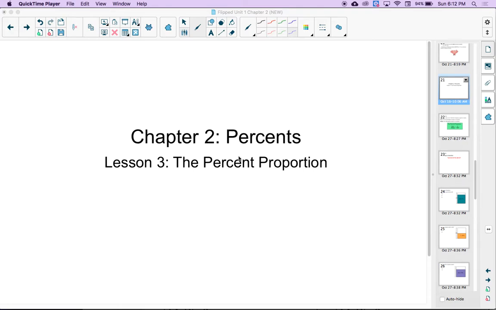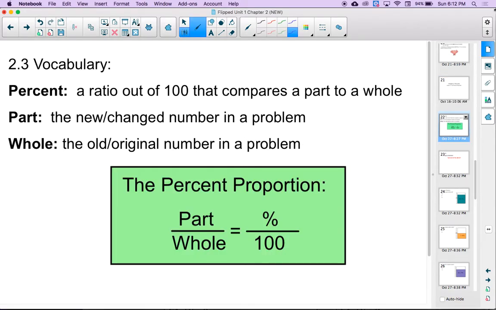This is our video for Chapter 2, Lesson 3. This video is all about the percent proportion. So we'll begin with a little bit of vocab.